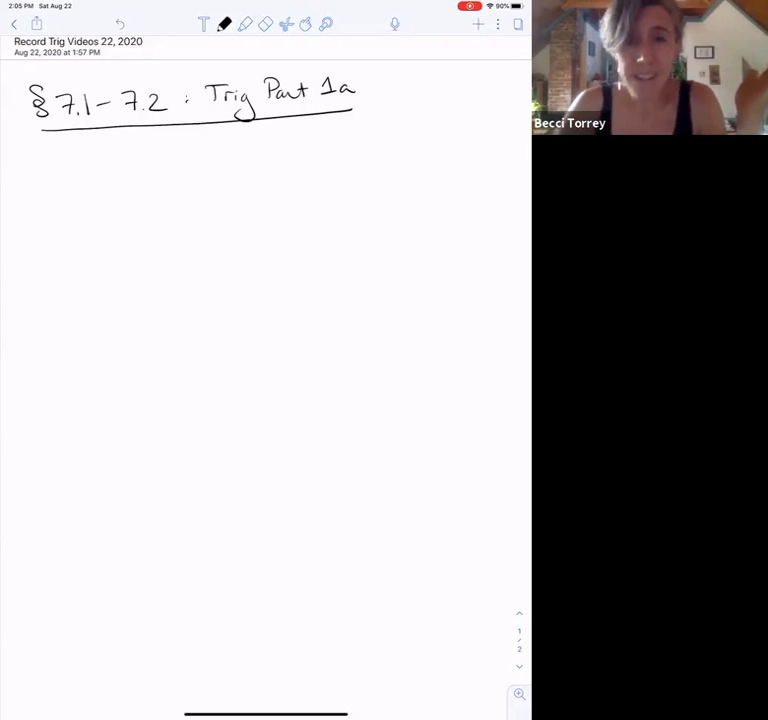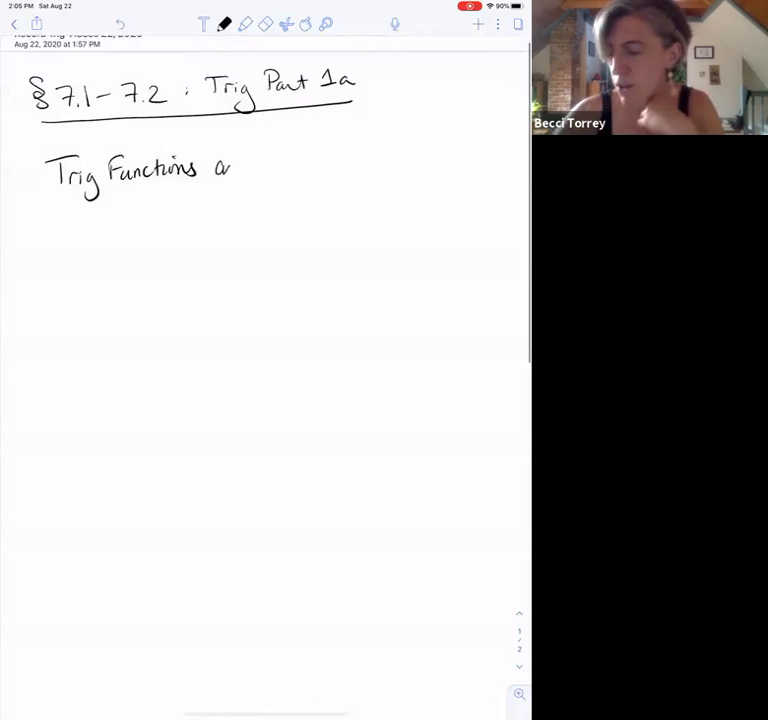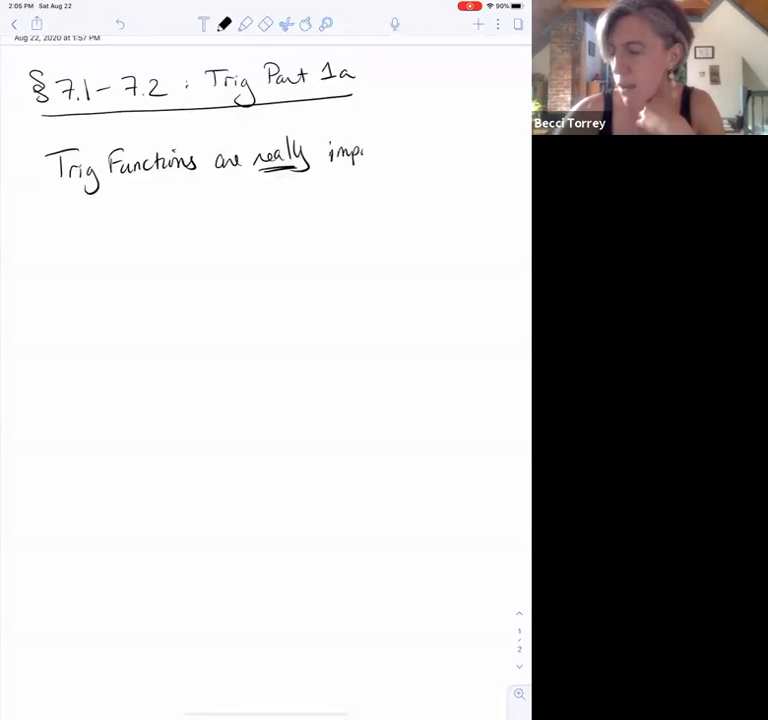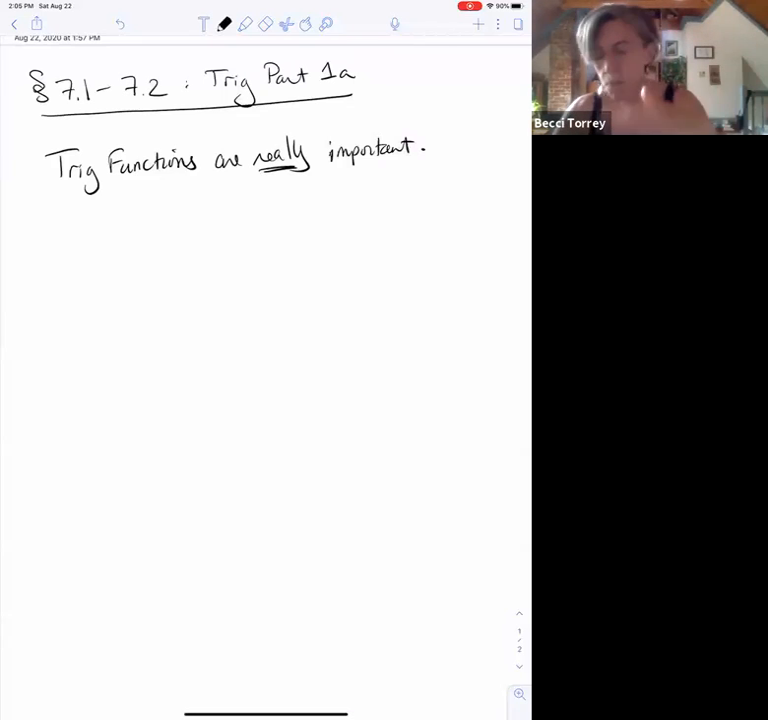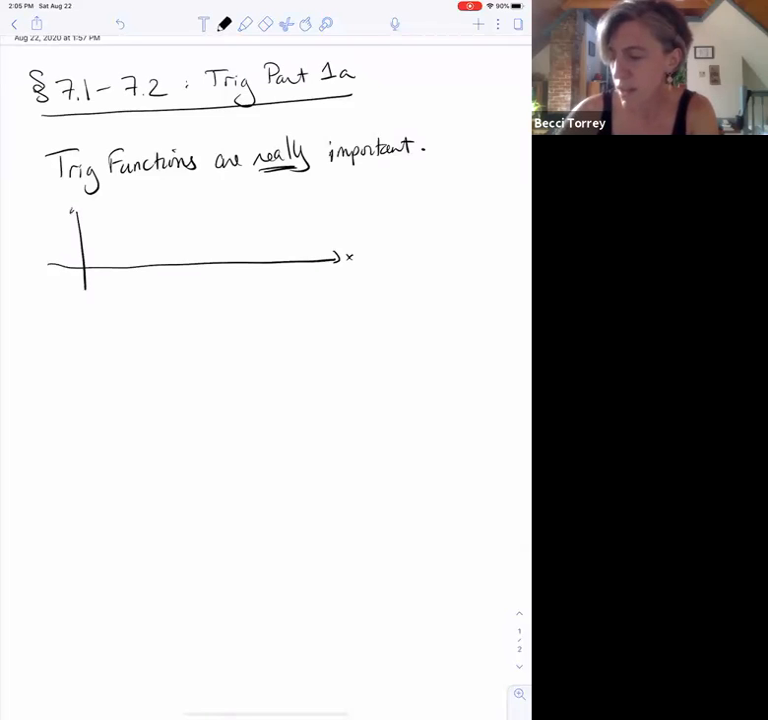Why would we want to study this thing if it's so hard? So trig functions are really, really, really important. Let's just write that down. Trig functions are really important. Why? They're important because they're cyclical, they're periodic, they repeat over and over and over again. It's possible you've already seen, even before reading, a graph that looks like this, right? It just goes up and down and up and down. It's not very well drawn, but it looks like a sine function.